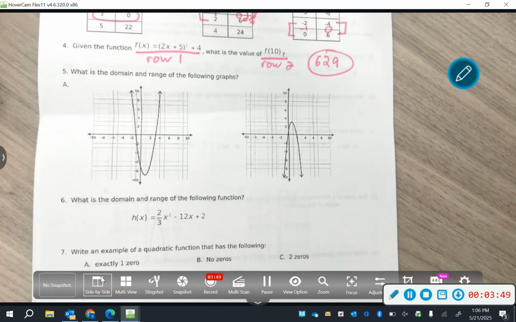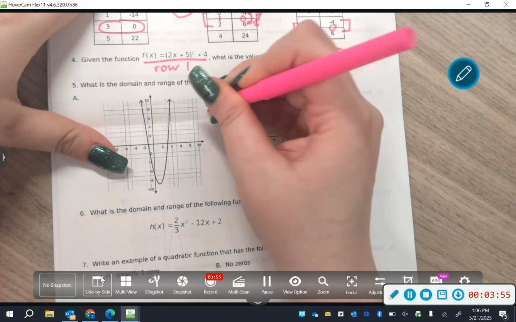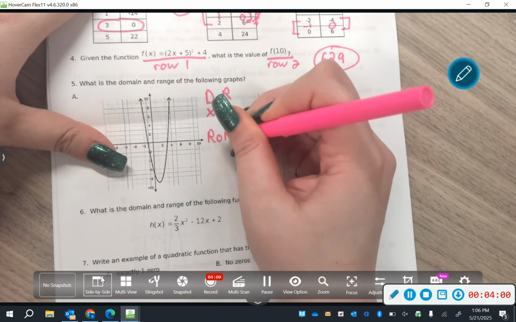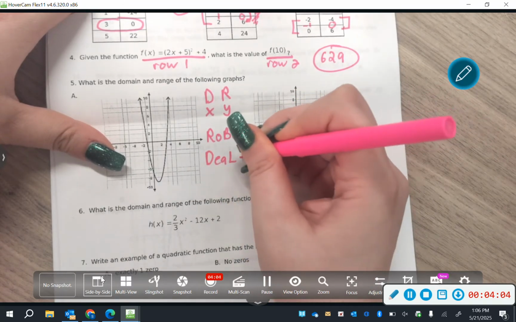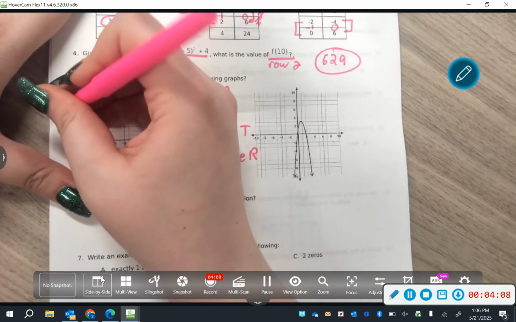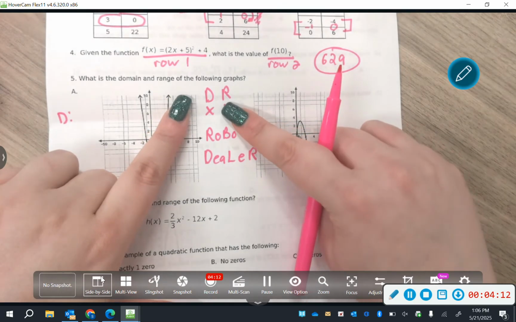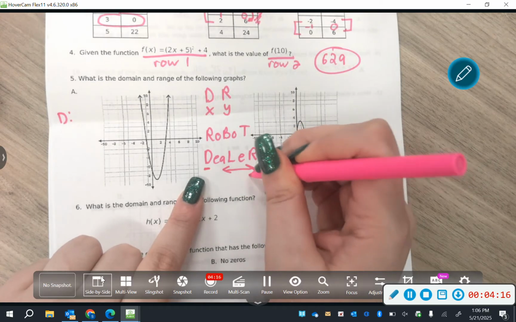All right, number 5 says, what is the domain and range of the following graphs? Remember, for domain and range, first of all, it's domain, X, Y, and it's range. Okay, so I'm going to start with domain on this one. Domain are your X values, and domain goes from left to right.